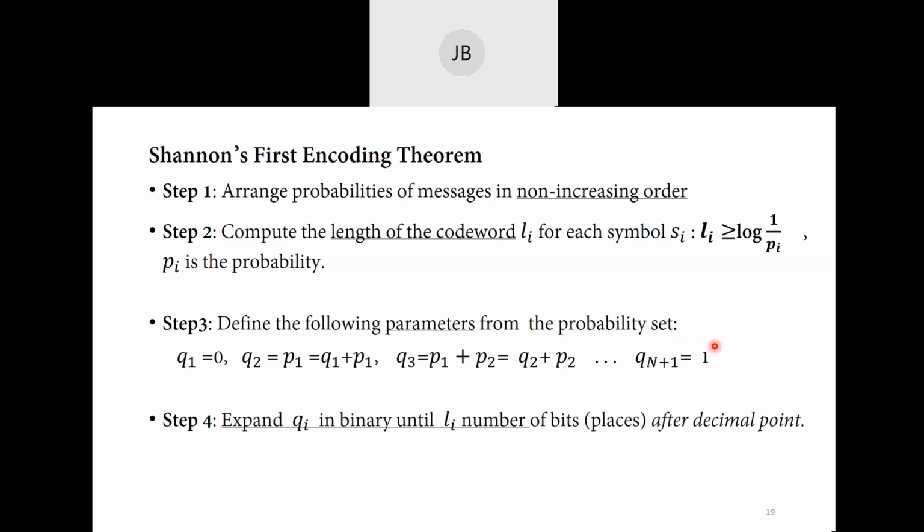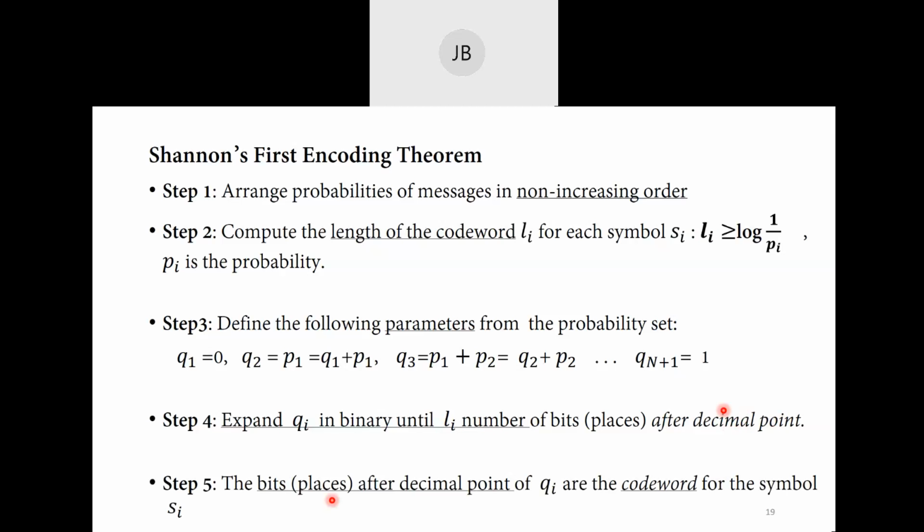Okay, in the fourth step, we expand these q values in binary. How many bits do we need to have when we represent that in binary? It should have Li number of bits. From where does the Li come? Li comes from the second step. So that many bits we need to have after the decimal point.